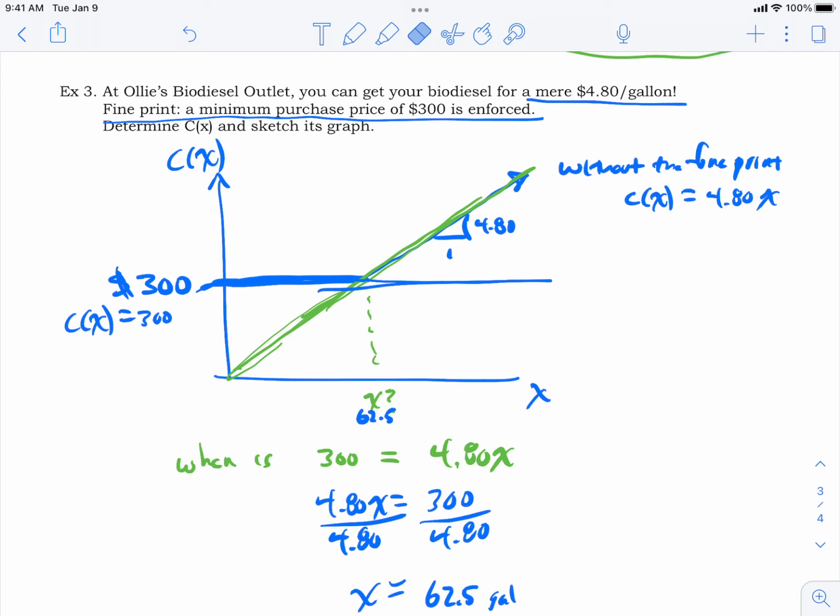All right, let me clean up this graph so it doesn't look so gross. We don't want it to look gross. That's what the graph looks like. See? So you're on this kind of a horizontal plateau over here of spending $300, and then once you get past the 62.5 gallon, you start climbing up here paying $4.80 each for each additional gallon.